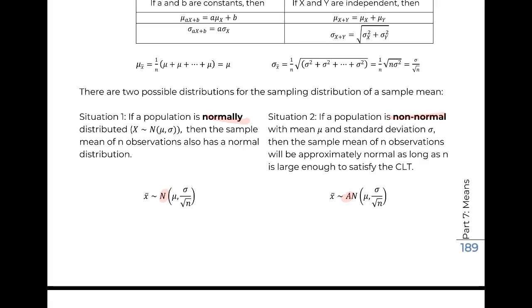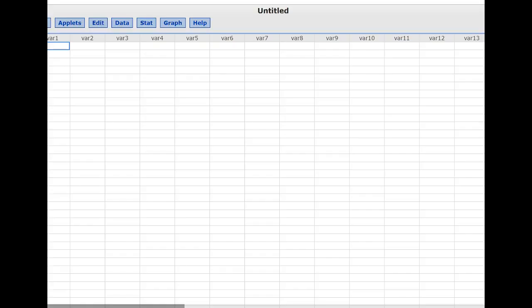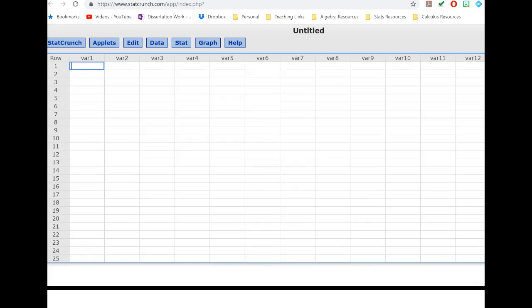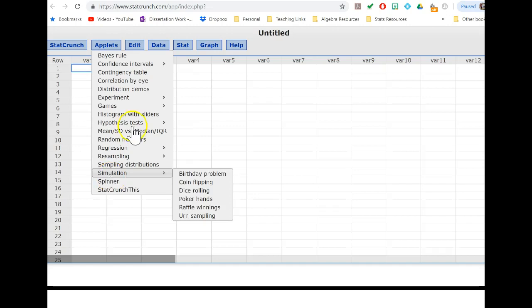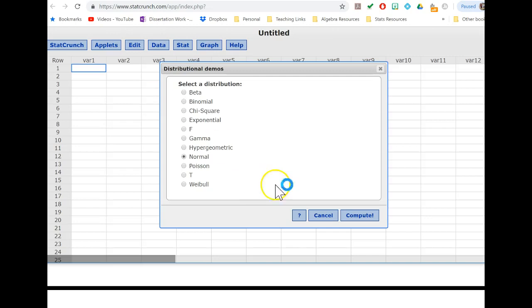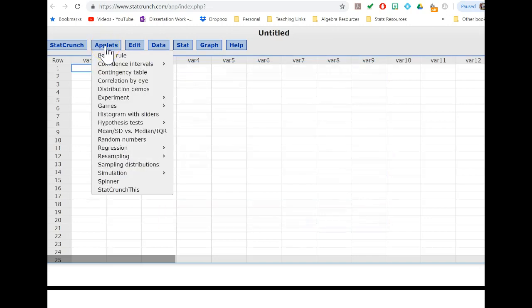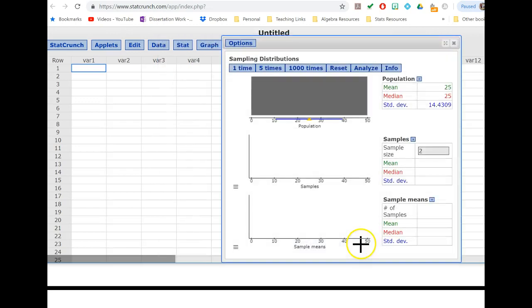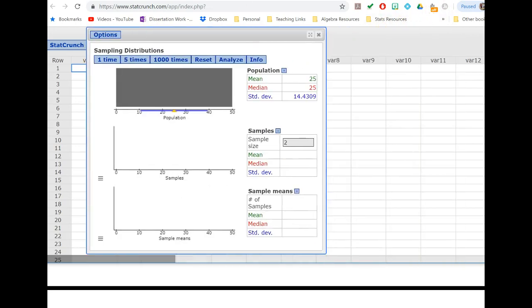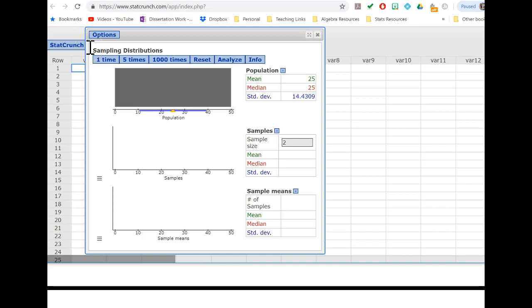So I'm going to show you guys that central limit theorem one more time in action using StatCrunch. Let me minimize this. Cool. We're going to do an applet, and we are going to do a distribution demo. Nope, not that at all. Sampling distributions. Haha, because we're sampling. So I'm just going to start us with a uniform distribution. So what this is basically emulating is our dice rolling experiment. So everything is equally likely.